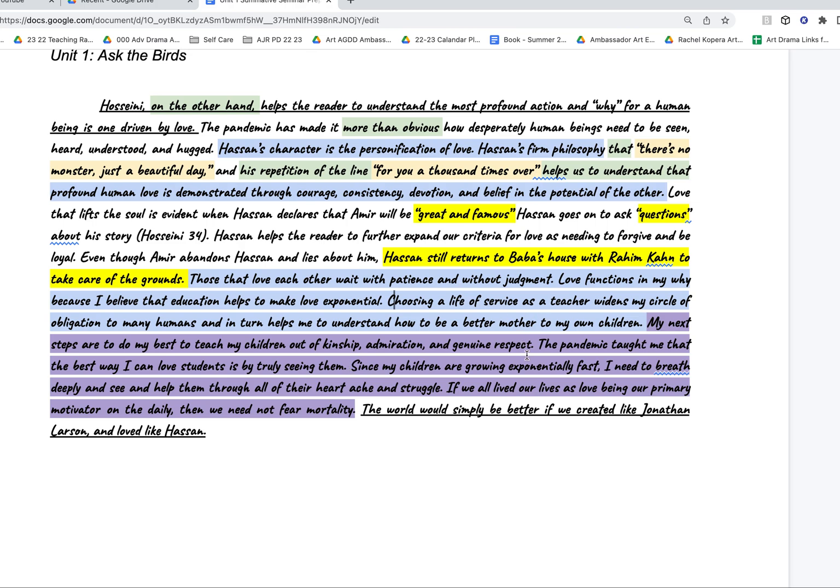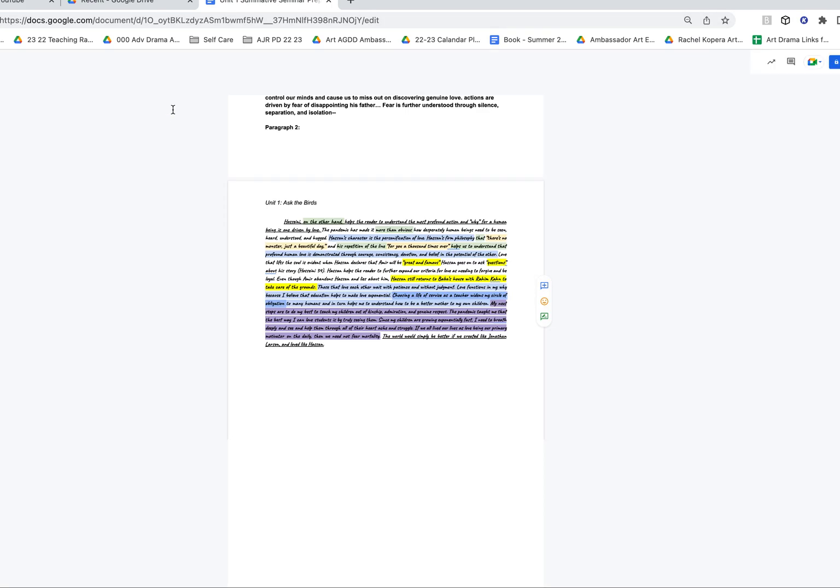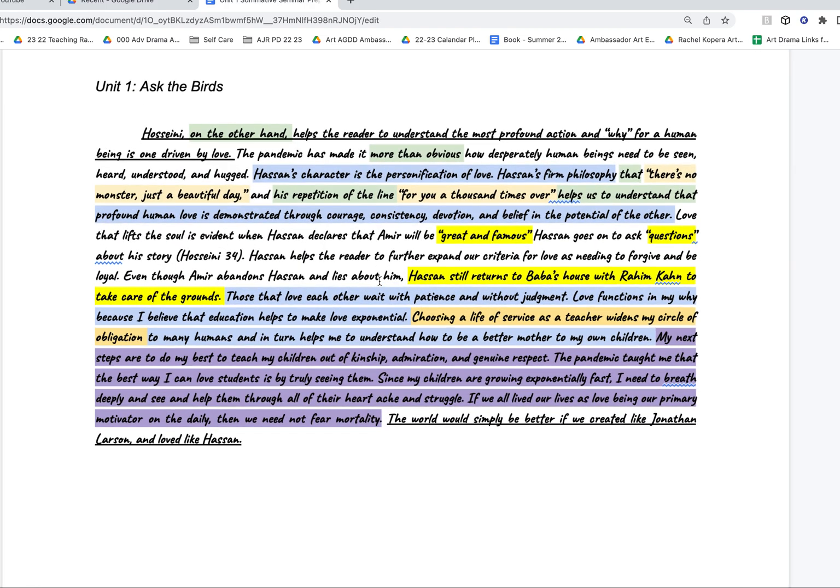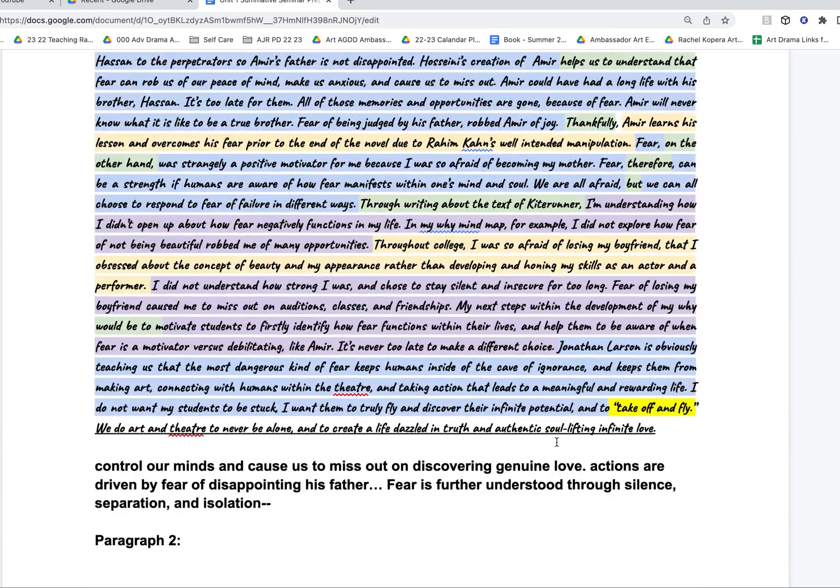Do I have any facts from my life? I believe that those, okay, this is a fact. Or you could say that it's an opinion. It gets tricky. If you're a really good writer, some of your opinions sound like facts. And people are like, wow, I believe them. Like some politicians, they talk with such confidence that you think they're speaking facts, but it's really opinion. The world would be better if we created like Jonathan Larson.